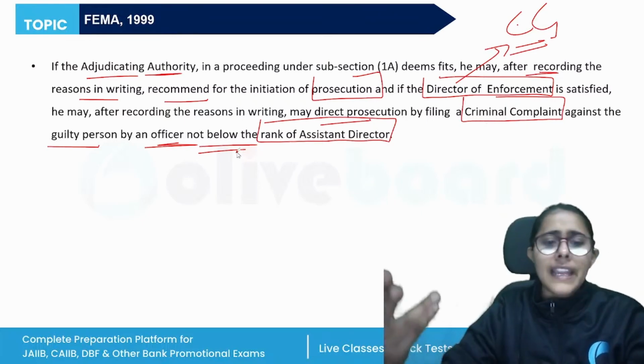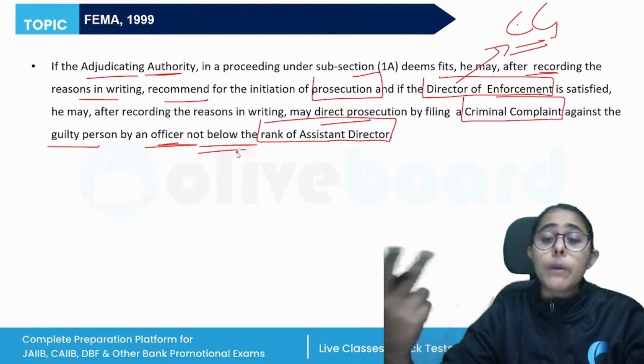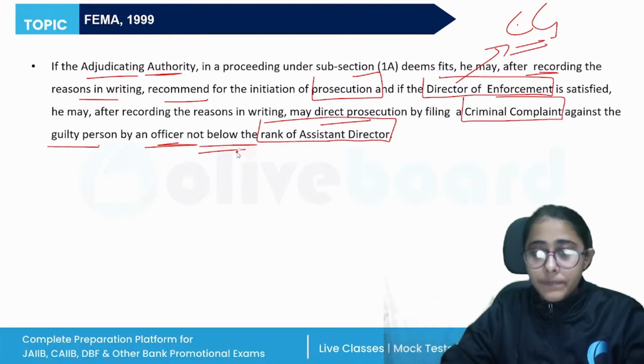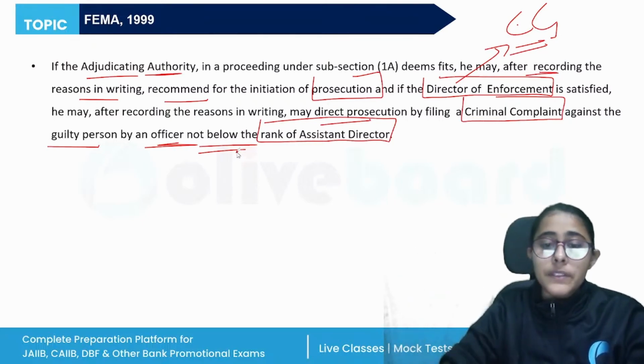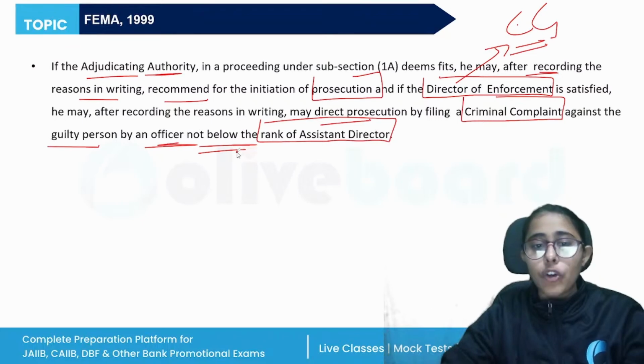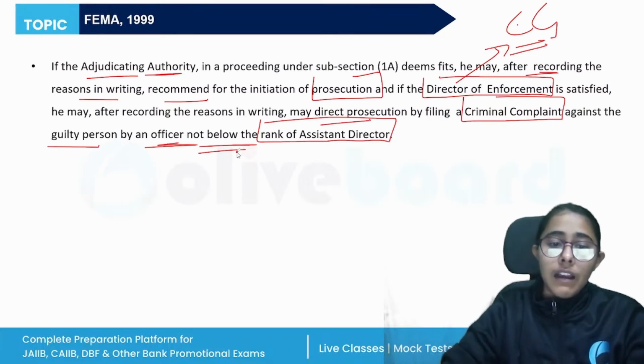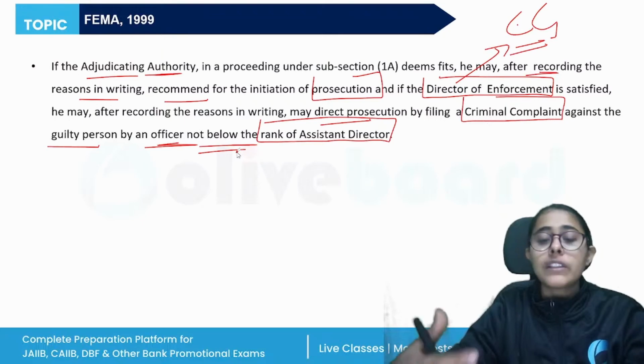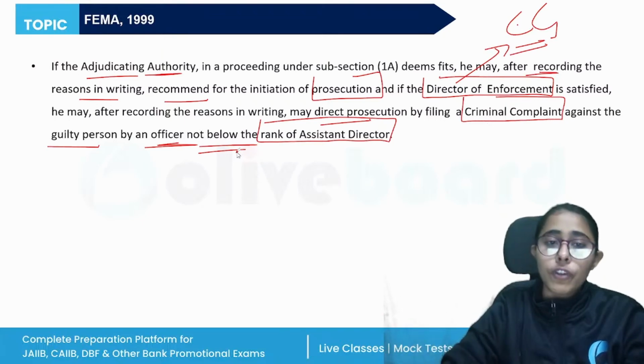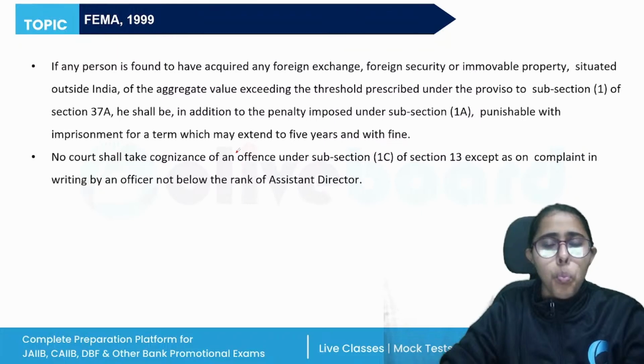And obviously, like any other statute, there is also the right to appeal, right? So if any person is aggrieved by the order, then they can appeal against the order before the appellate tribunals which are established for this purpose, right? This is there, which we have already seen.